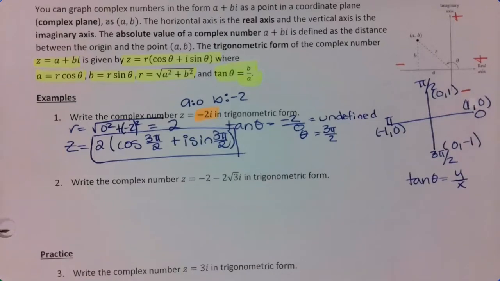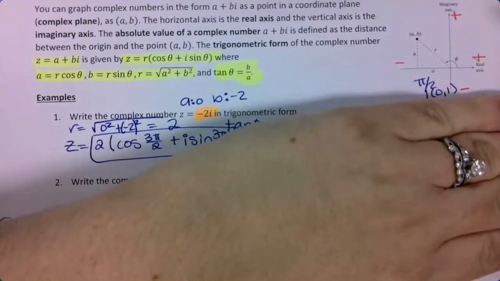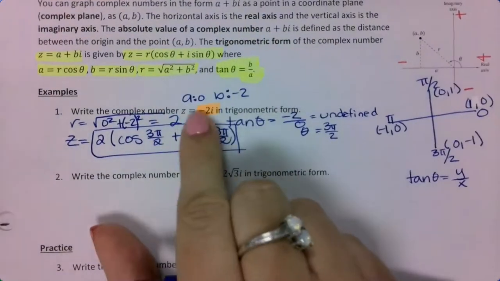Any other questions on number 1? For when it asks for it in trigonometric form, yeah. So, look at this imaginary axis, right? Wait, it's negative 2i, Natalie. Oh, okay.